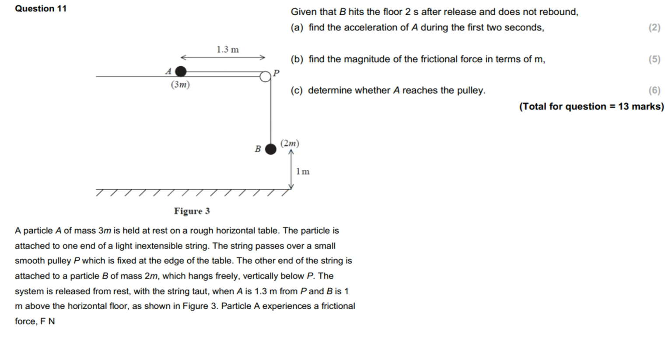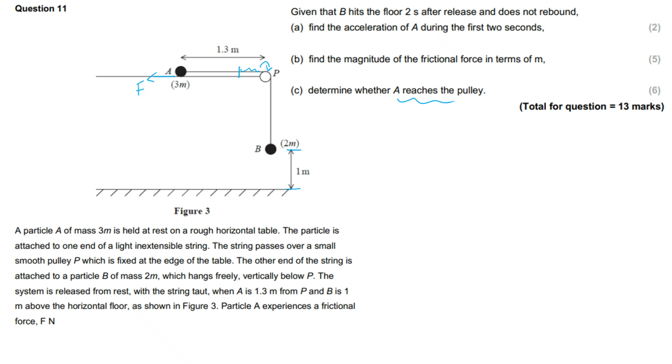Final part, part C, will A reach the pulley? Because what's going to happen is the system is going to go until B hits the floor, which means A will travel 1 meter towards the pulley. Then the string will go slack, so there'll be no driving force. The tension won't be there anymore. There'll still be frictional force slowing it down. So will that friction force be enough to slow it down so that it comes to rest before it hits the pulley? It's just got to travel 0.3 left.